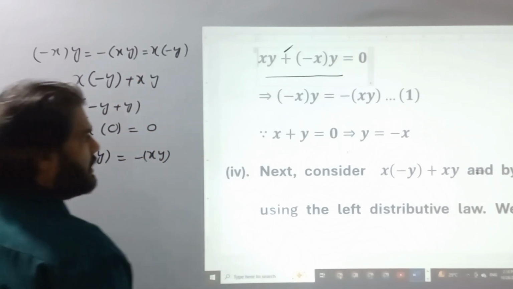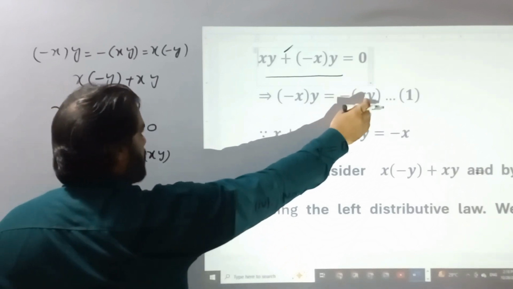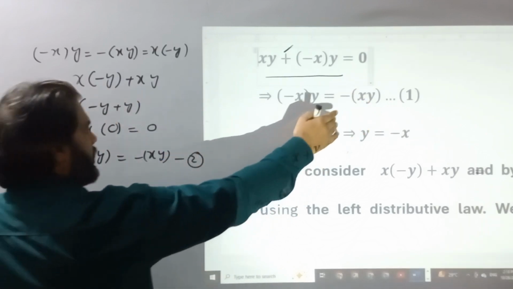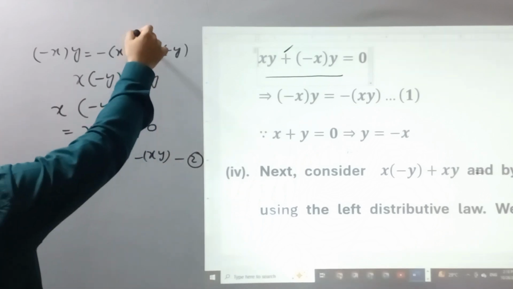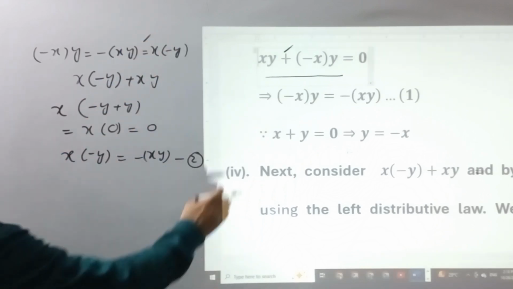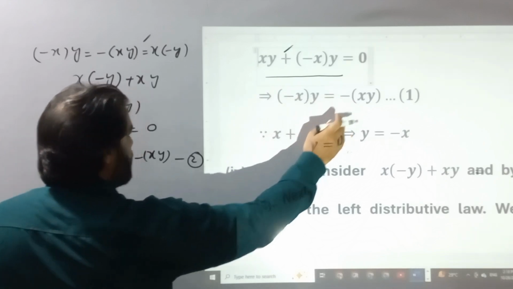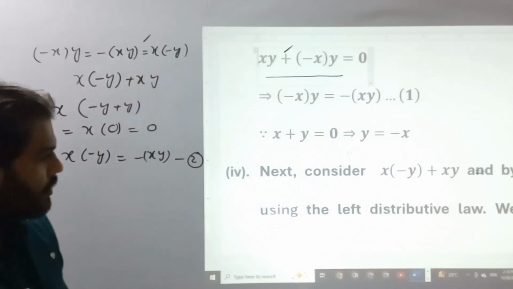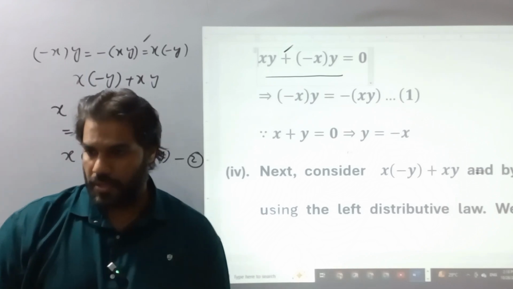So this was our result number 1 in the first part. This is the second. By combining 1 and 2, this leads us to this equation: minus x into y equals minus xy, and minus xy is equal to x into minus y. This gives us this. So this is the property.